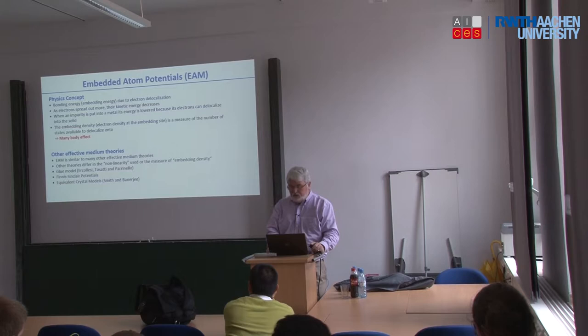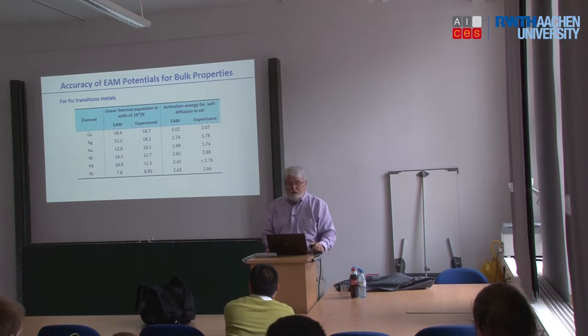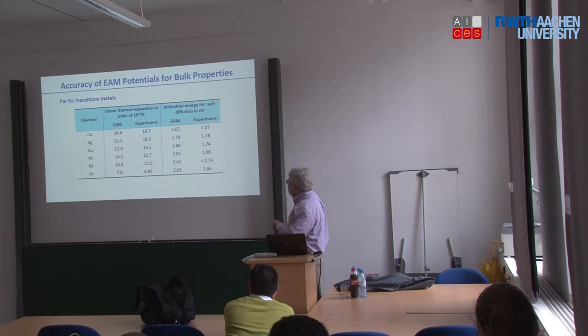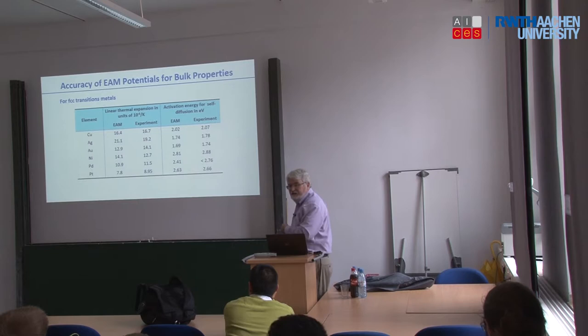Okay, so how does it do? Remember, we saw the pair potentials didn't do very well in some properties. Now let's look at some. These again are FCC metals, and many of them are the same ones as in the previous figure. We're looking at some different quantities here. This is the thermal expansion coefficient, and you can see it does a pretty good job. These are typically within 10%. And now here's the activation energy for diffusion, and you can see we're getting very good agreement here. The disagreement is because these things are difficult to measure. It's just as likely that the experiments are wrong as the simulations are wrong, in fact.